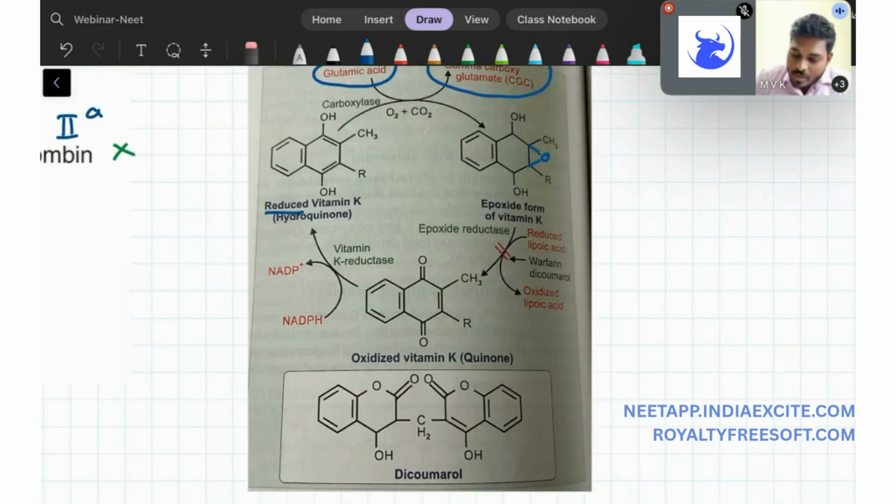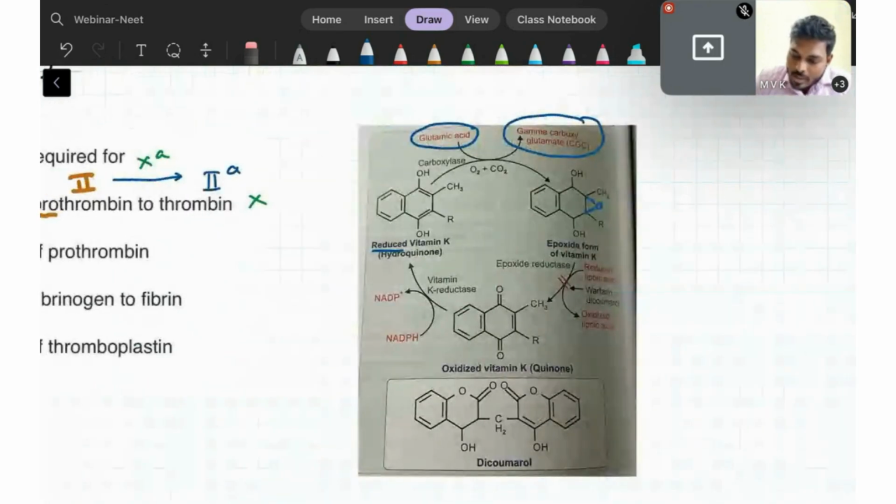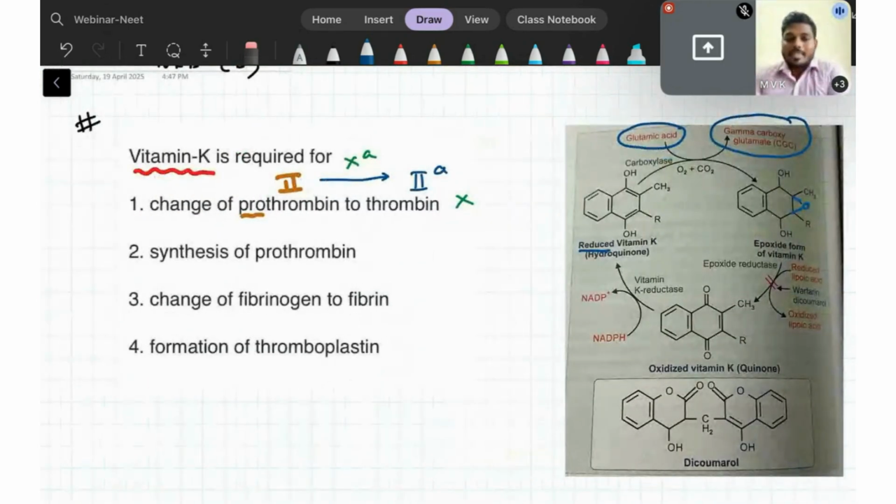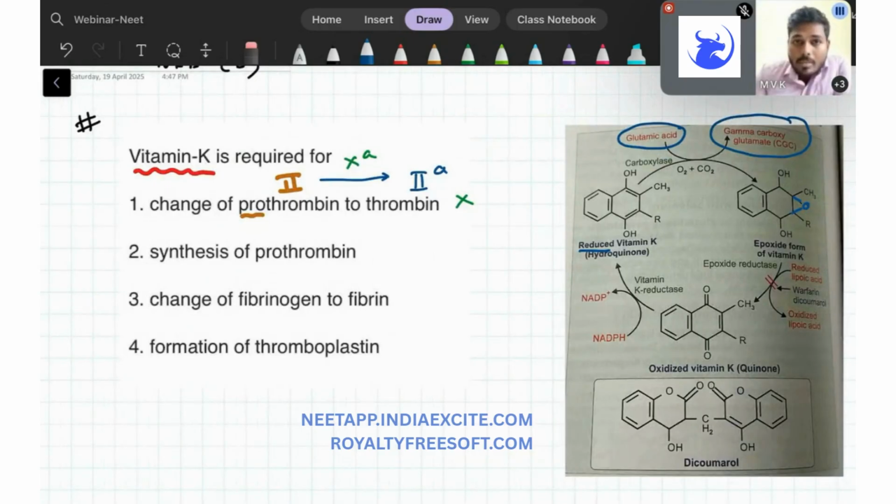So what's happening in this process? In this process, as you can see, prothrombin is synthesized. Basically, where is this taking place? In liver. So we can mark this answer. And let's move on to the next option.